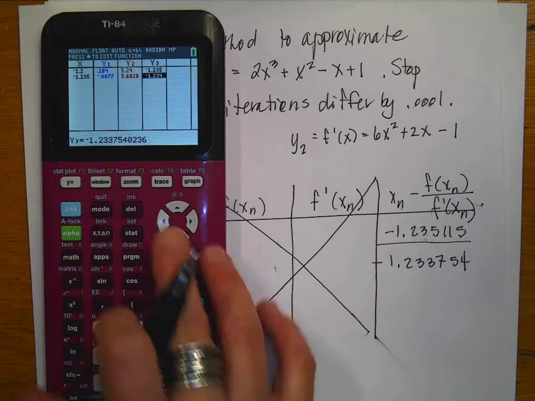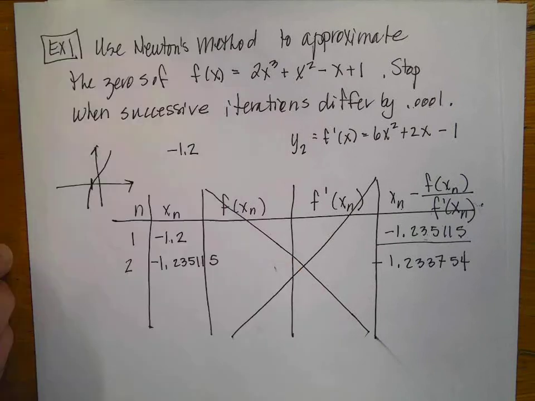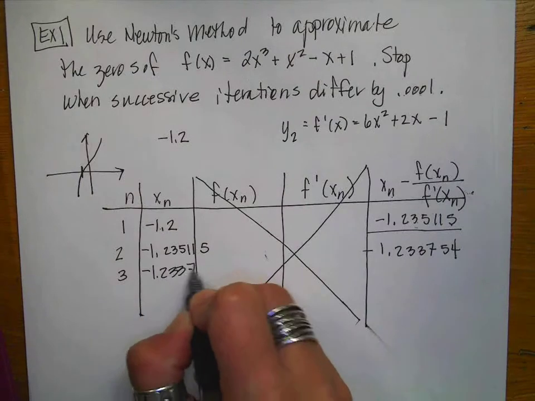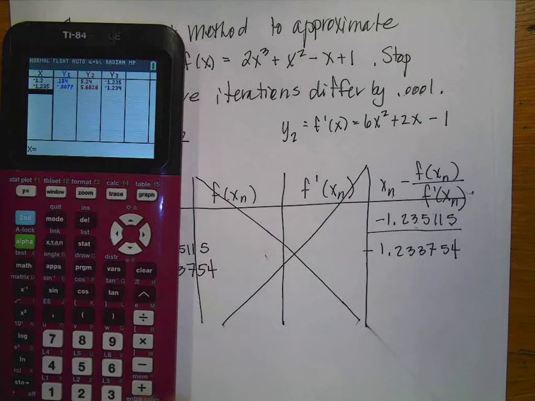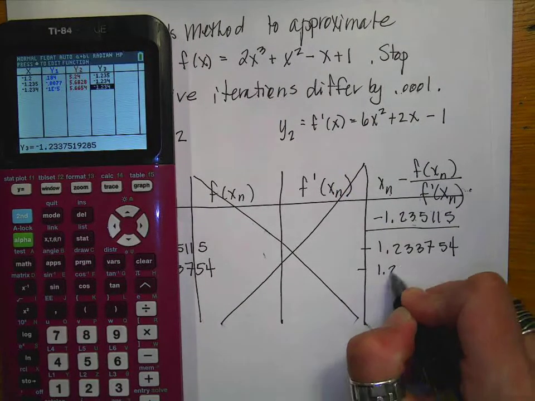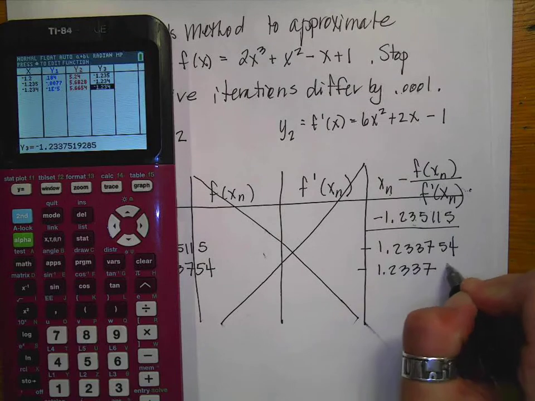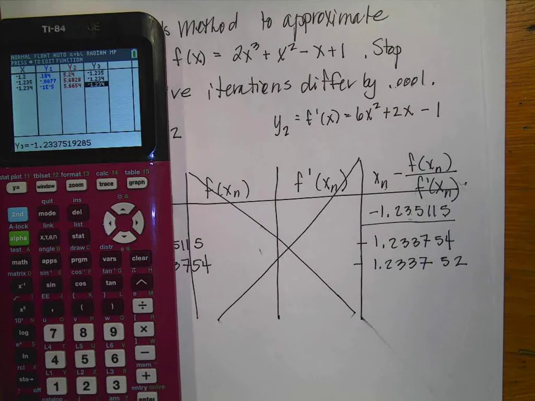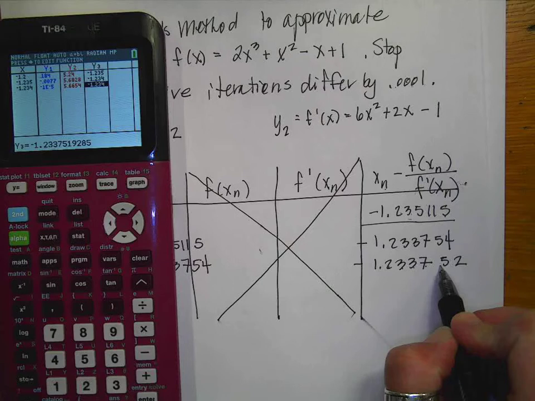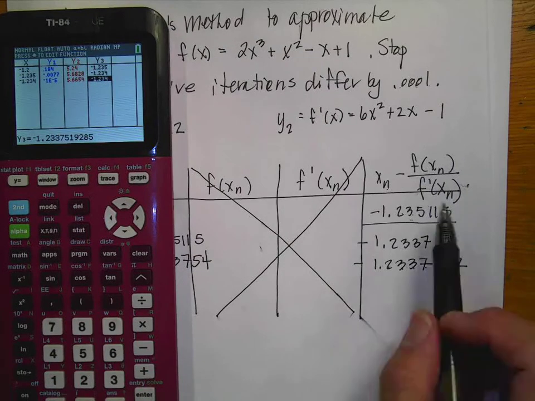5, 4. That becomes my new approximation. Just for posterity, I'm going to write that down. So the third iteration is going to be negative 1.233754. Now I'm going to enter that value, negative 1.233754, and hit enter. And I'm going to look at my decimals. Again, I have to look here to see all of them. And this is a negative 1.233752.